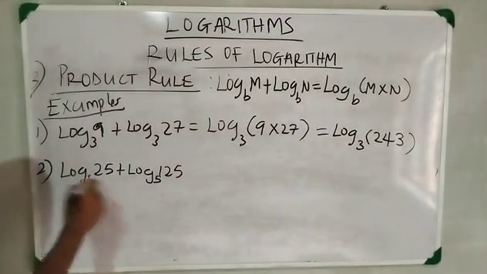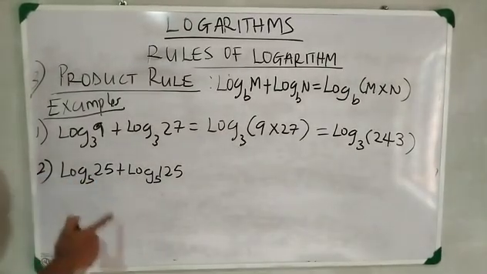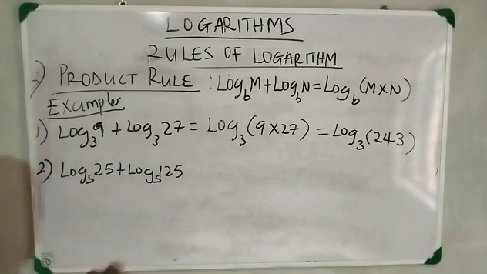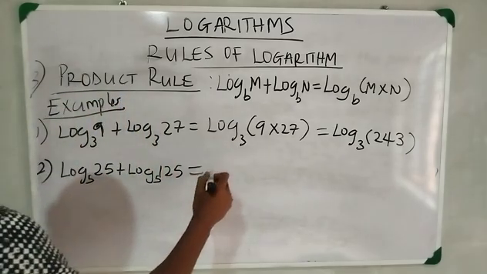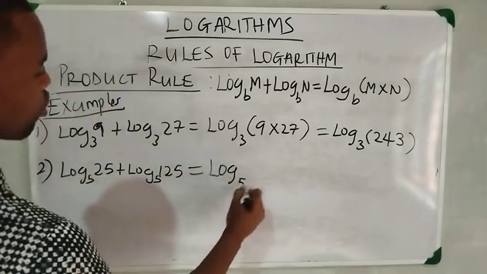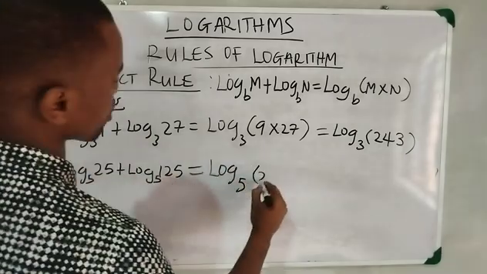We are told to add these two numbers: logarithm of 25 and logarithm of 125. They are both in base 5. So applying the product rule, we are going to have log base 5 of the two numbers multiplied.